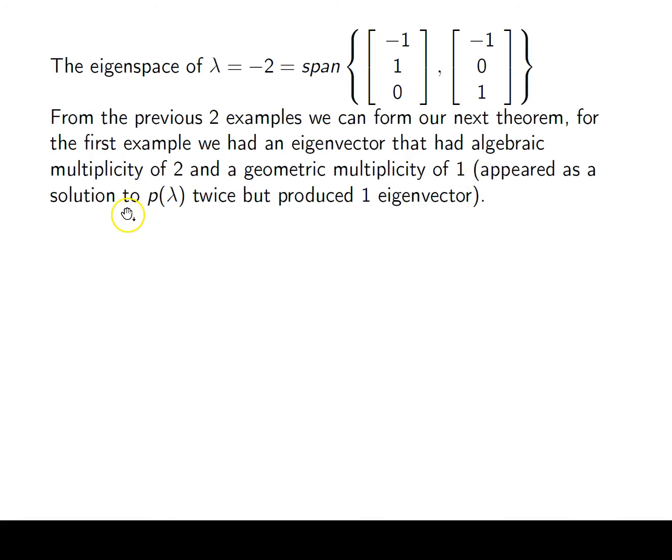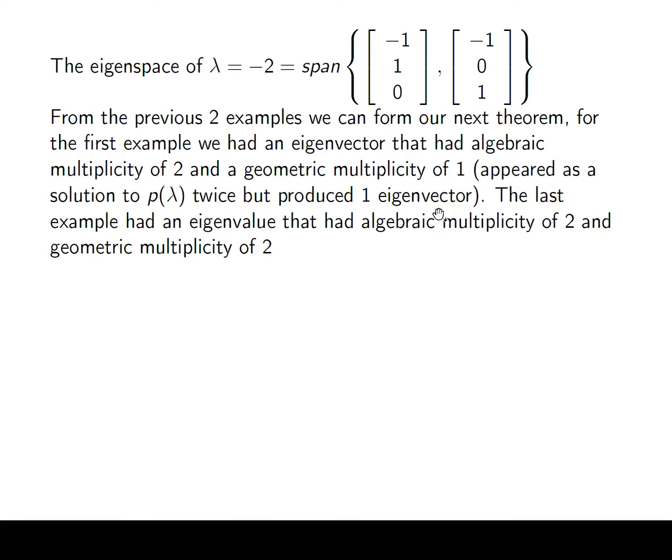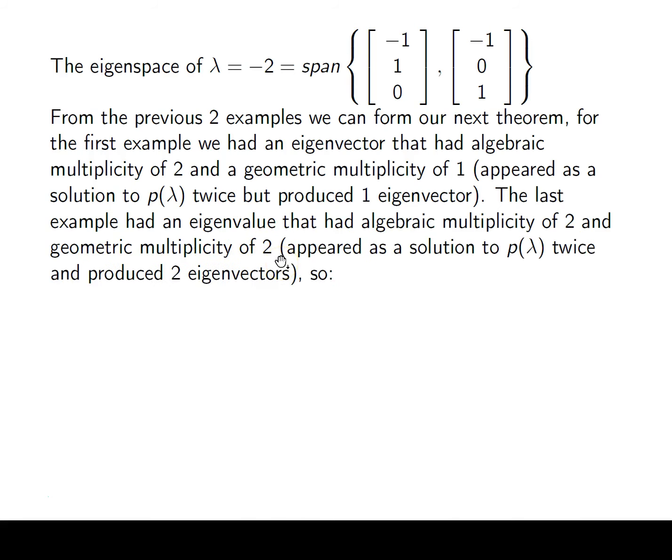It appeared as a solution to the characteristic polynomial twice. It was a double root, but it only made one eigenvector, okay? This last example had an eigenvalue that had algebraic multiplicity of 2 and geometric multiplicity of 2, right? So it appeared as a solution to the characteristic polynomial twice. It was a double root, and it also produced two eigenvectors.